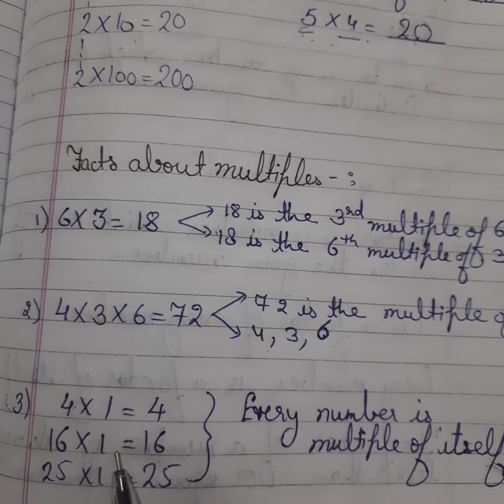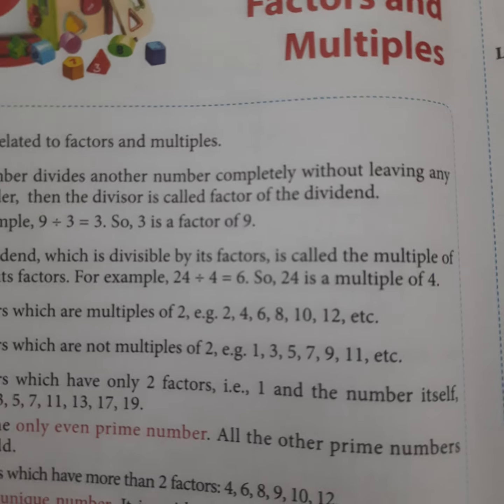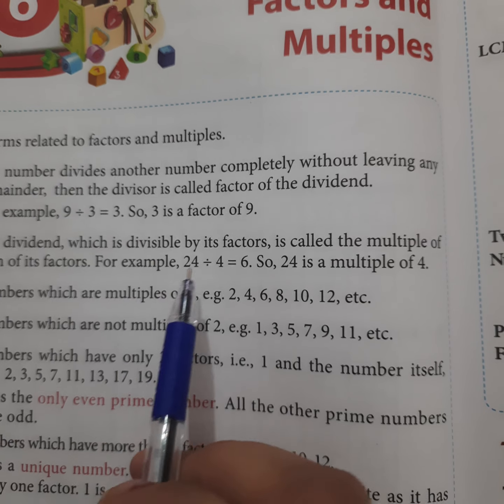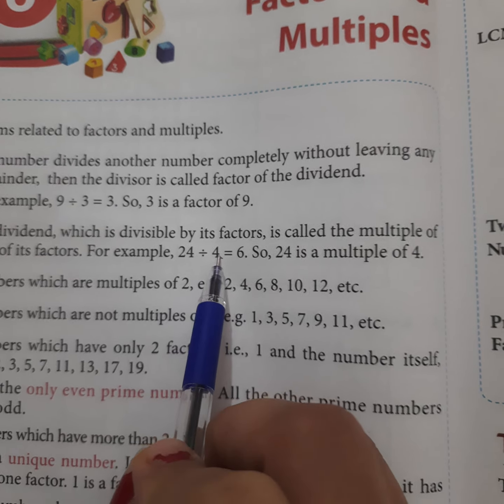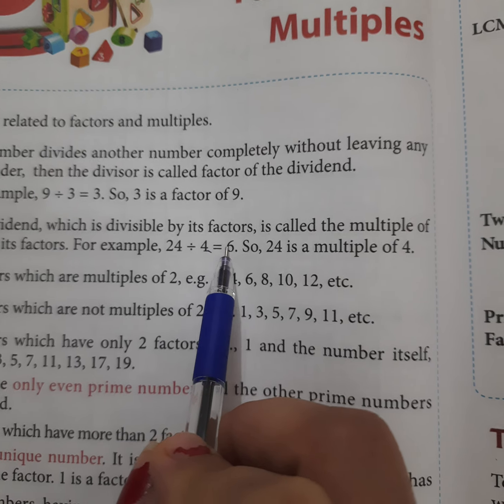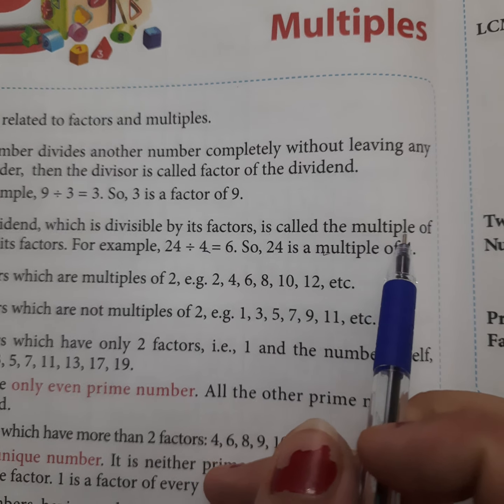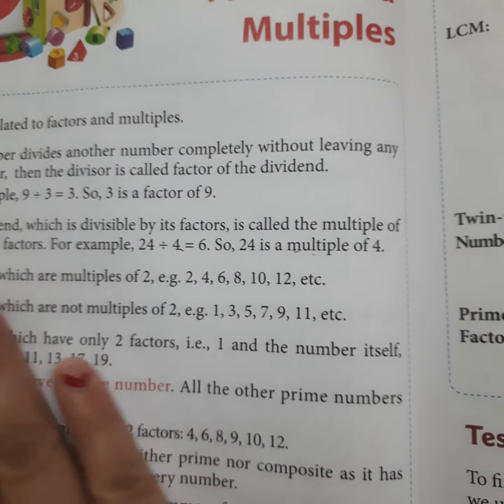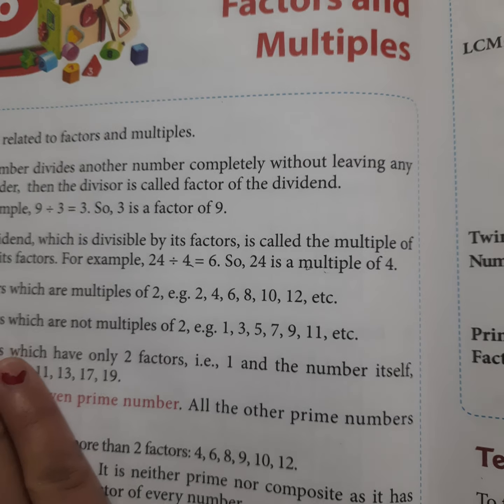Now suppose, in your book they have given the example 24 divided by 4 is equal to 6. So 24 is a multiple of 4. 24 is a multiple of 4 and 6 both.